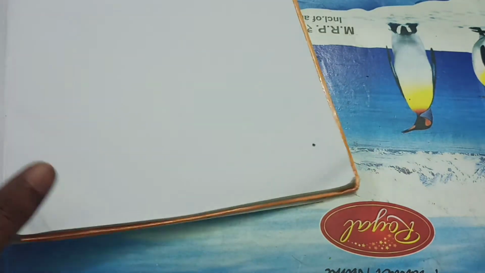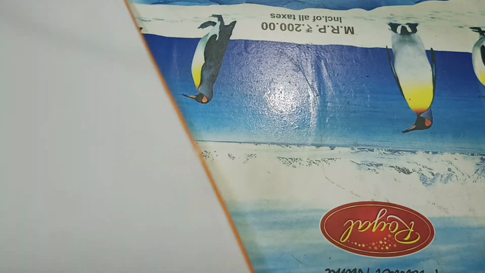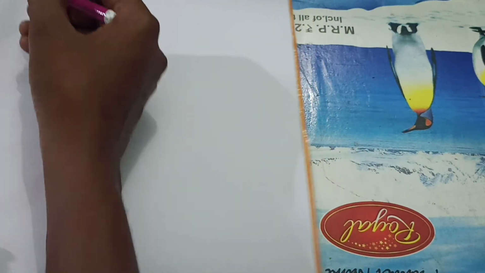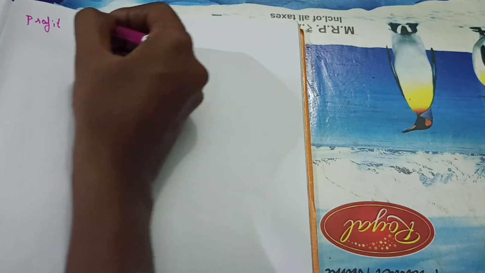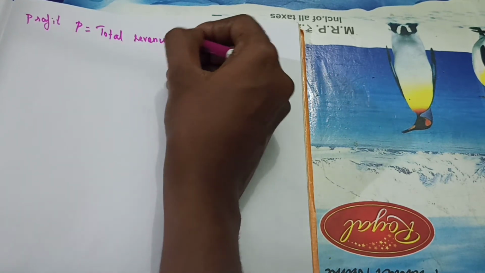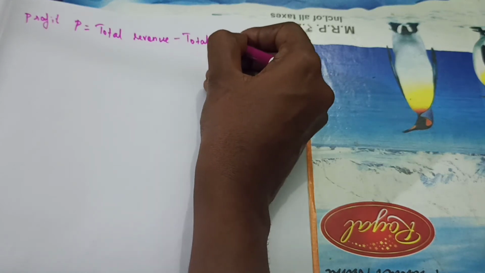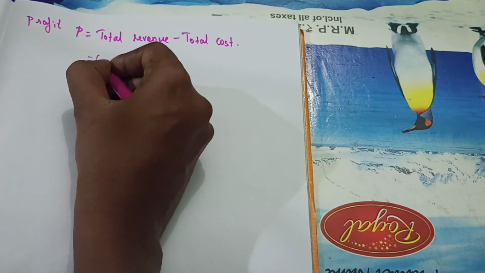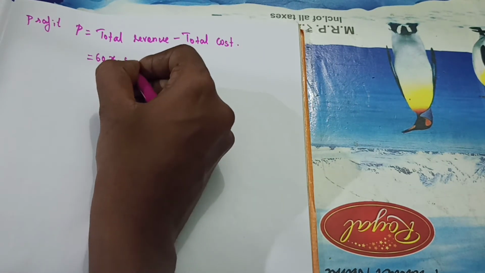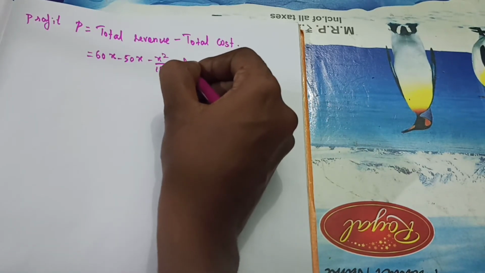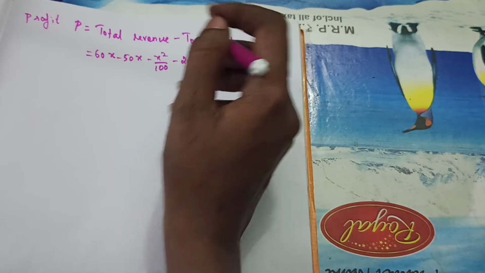So next we are going to find the profit. Okay. Profit P is equal to, what's the profit? This you have learned in last year, that is total revenue minus total cost. What's the formula for profit? Total revenue minus total cost. So total revenue is 60x minus 50x minus x square by 100 minus 200.